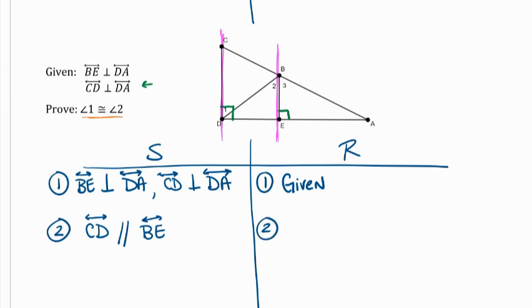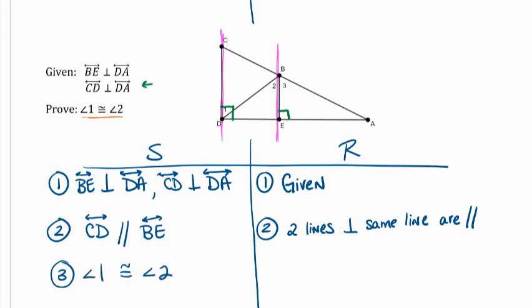And the reason I'm allowed to say that, just go straight to it, is because both of my lines there are perpendicular to the same line. So we can say our two lines that are perpendicular to the same line are parallel. Right? Two lines perpendicular to the same line are parallel. Ta-da! So now we've got our parallel lines, and then once we know we have parallel lines, all of those angle relationships come back. So now if we look at that angle 1 and angle 2, those are alternate interior angles, right? So now we can say that angle 1 is congruent to angle 2.